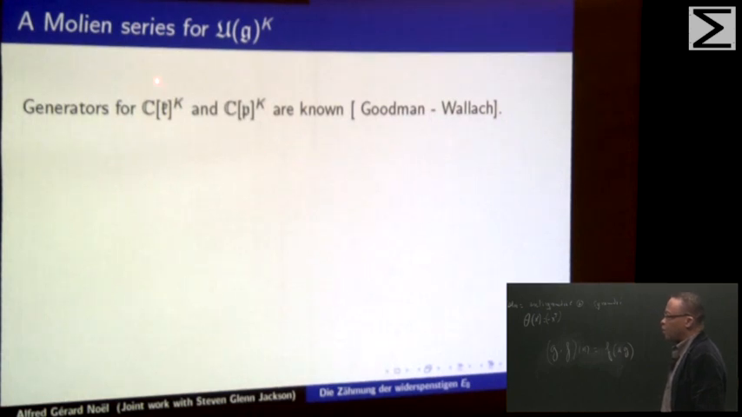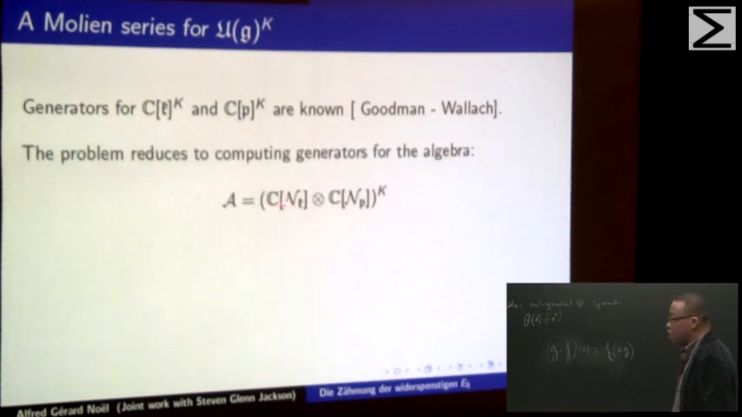Remember that we had three pieces actually. Now, for the invariants of K in polynomials on P, those are known. I put Goodman and Wallach here. It's not because they are the originators of it. It's because they have a book in which everything is written extremely nicely, and you can just take them for that. So the rest is what we need to do. That's where our problem really is. We need to figure out how to get generators for that, and that's what I will explain.